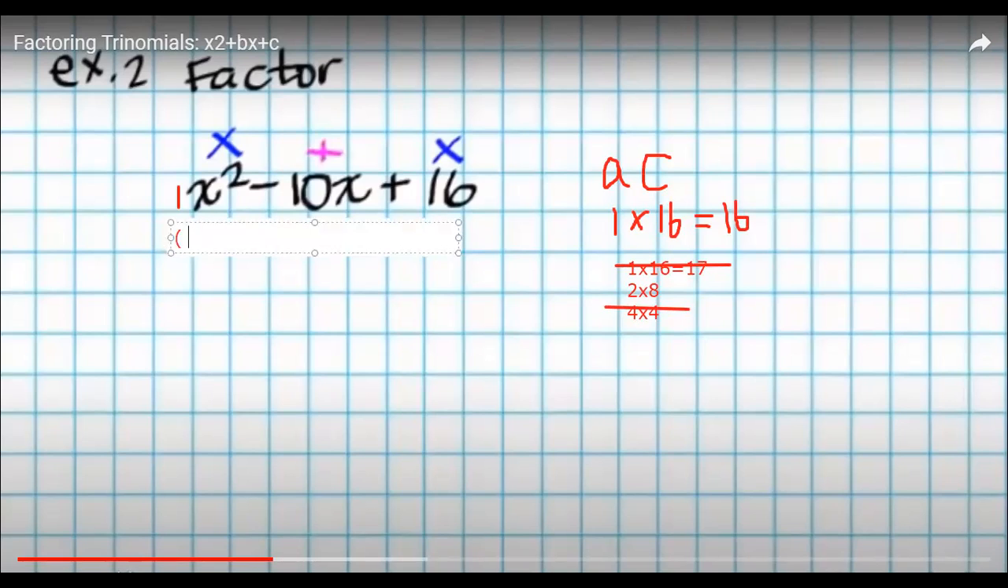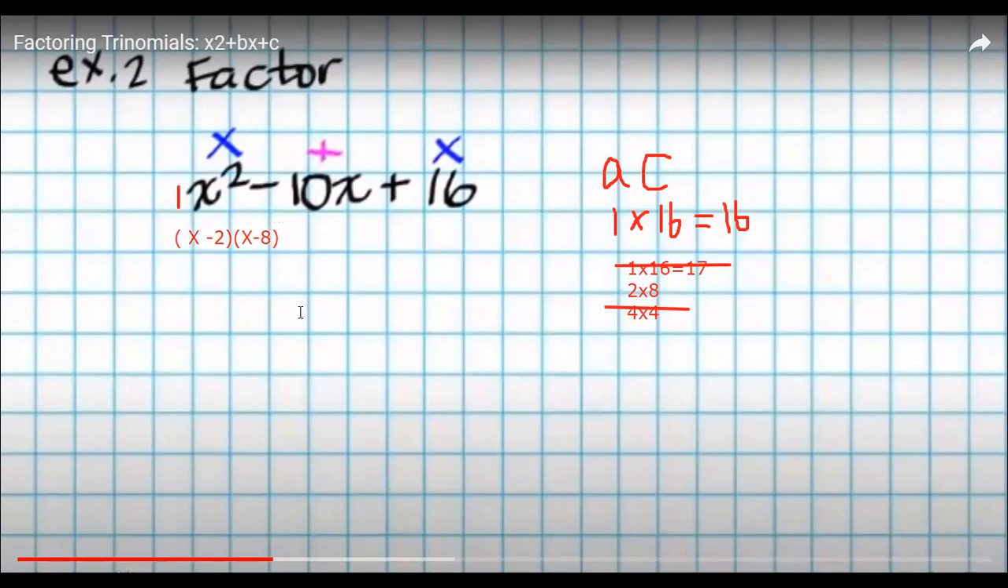Which one will be the right answer? The right answer is the pair that sums to the number in the middle. So we have x, and the last sign is positive, which means the signs in both parentheses are the same as the middle term. Then it will be x minus 2 and x minus 8. If you want to check your answer, x times x is x squared. The outer is negative 8x, the inner is negative 2x, their sum is negative 10x. Negative 2 times negative 8 will be positive 16.